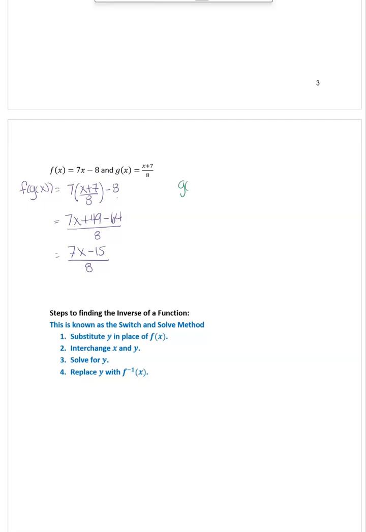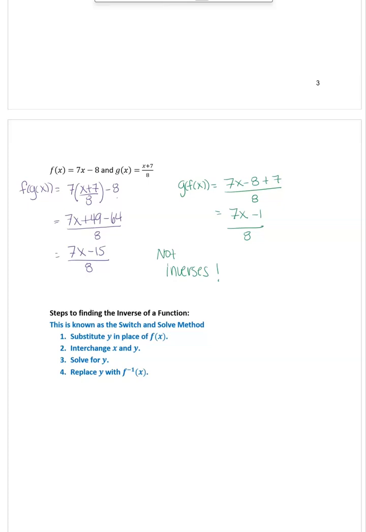Alright, let's do the other one. So now we're going to do g of f of x. Again, we're going to take it and put it here. So we're going to have (7x minus 8 plus 7) over 8. So it's going to equal (7x minus 1) over 8. Well, neither one equals x, so we know that these are not inverses. Okay? So I just wanted to throw one in here for you guys to see what it looks like when they're not inverses, as opposed to having all inverses in there earlier.